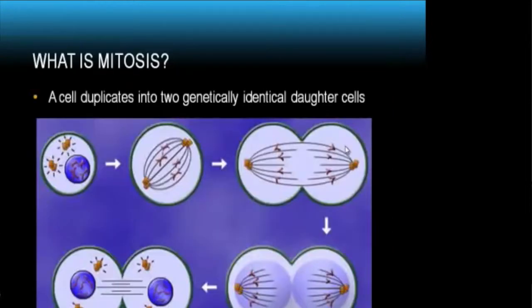So what is mitosis? Mitosis occurs when a cell duplicates into 2 genetically identical daughter cells. So I have one cell here. This is the nucleus, and the nucleus contains genetic material called chromosomes. So when cells duplicate, they make 2 copies of the chromosomes and then separate them into the 2 copies. And eventually, each daughter cell gets 1 identical copy of the chromosomes. So that process is called mitosis.